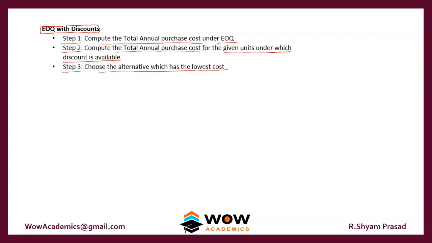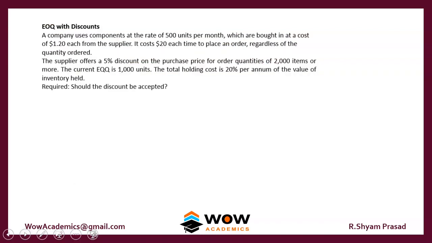First, find out the total purchase cost under EOQ. Then they will tell you EOQ is not the ideal thing. There is going to be a higher quantity of units that if you purchase, you will get a discount. So they will tell you that number of units. So find out the total purchase cost for that, and among these, whichever is cheaper, choose that. So that is about EOQ with discounts. So we'll start for this problem.